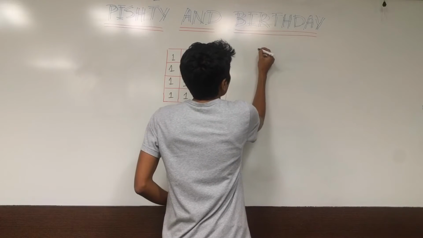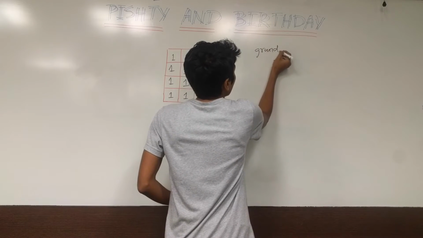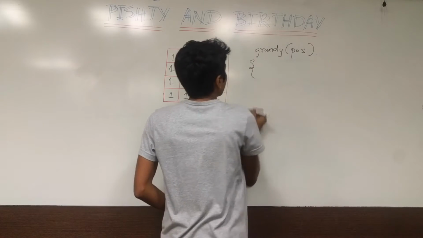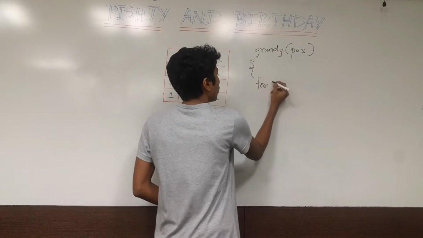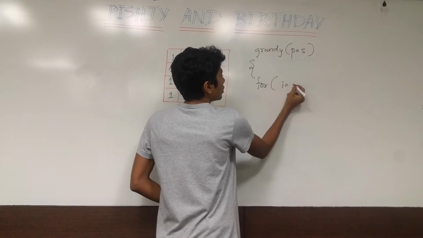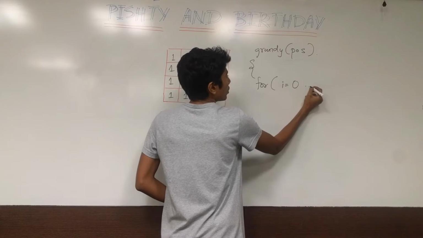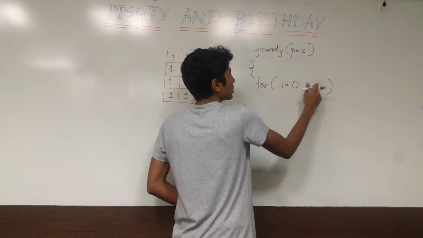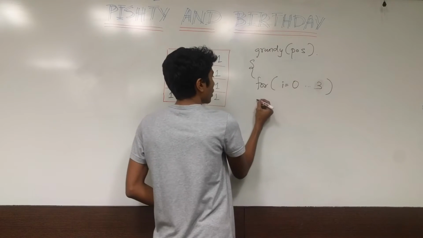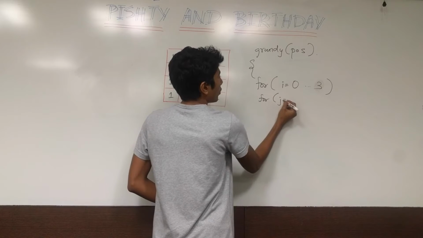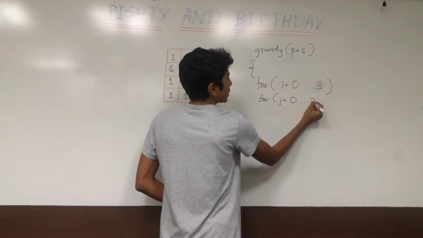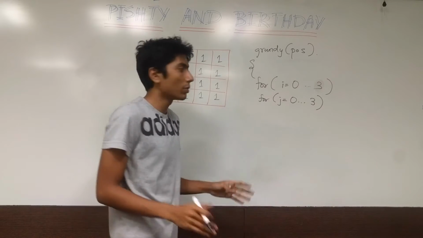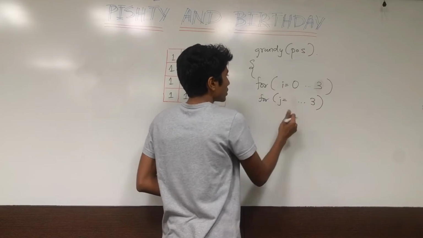We have Grundy of a given position defined as: for i equal to 0 to 4, in fact for i equal to 0 to 3, for j equal to 0 to 3, and this is incorrect. This is somewhere that people make a lot of mistakes. j is not equal to 0, j is equal to i.